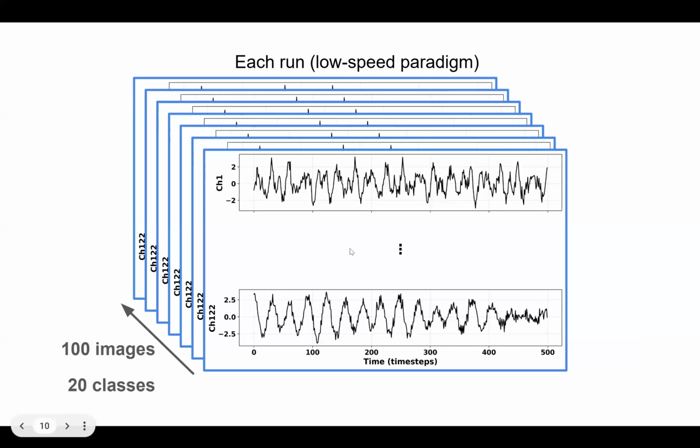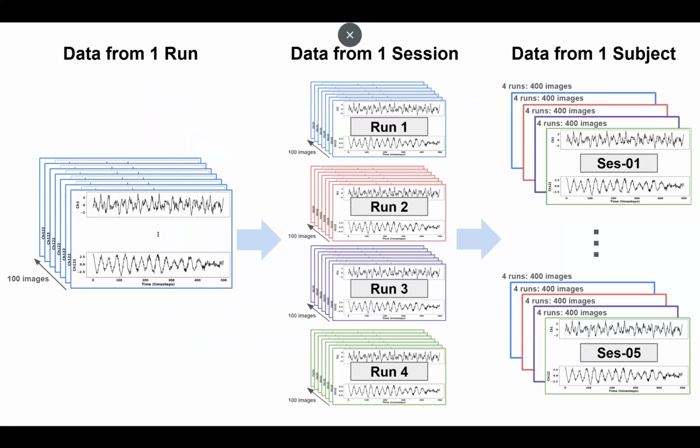So each run, with continuous images the person was looking at, includes 100 different images from 20 different classes. The data is balanced, so each class has 5 images for each run. So this is one run, continuous. Each subject has 5 sessions, meaning 5 different days, and each session has 4 runs for the slow paradigm, and 4 runs for the rapid paradigm. The one we will be using is the slow one. So each subject has 5 days, each day has 4 runs, and each run has 100 images.